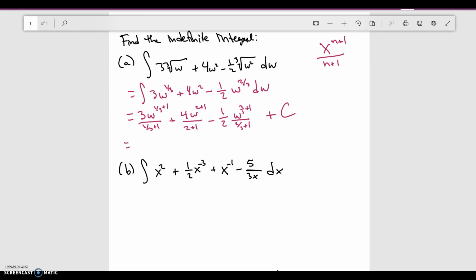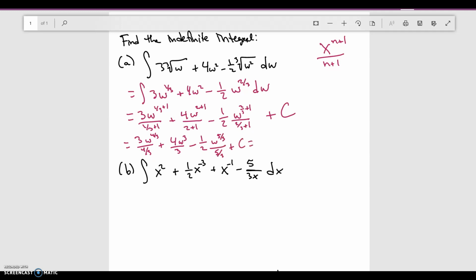So 1/3 plus 1. So 1 I can rewrite as 3/3. That's going to give me 4/3. So it's going to be 3w to the 4/3 divided by 4/3. Plus, this is going to be 4w cubed divided by 3, so nothing really special there. Then 1/2, this I can rewrite as 3/3. That's going to give me w to the 5/3 divided by 5/3 plus c.